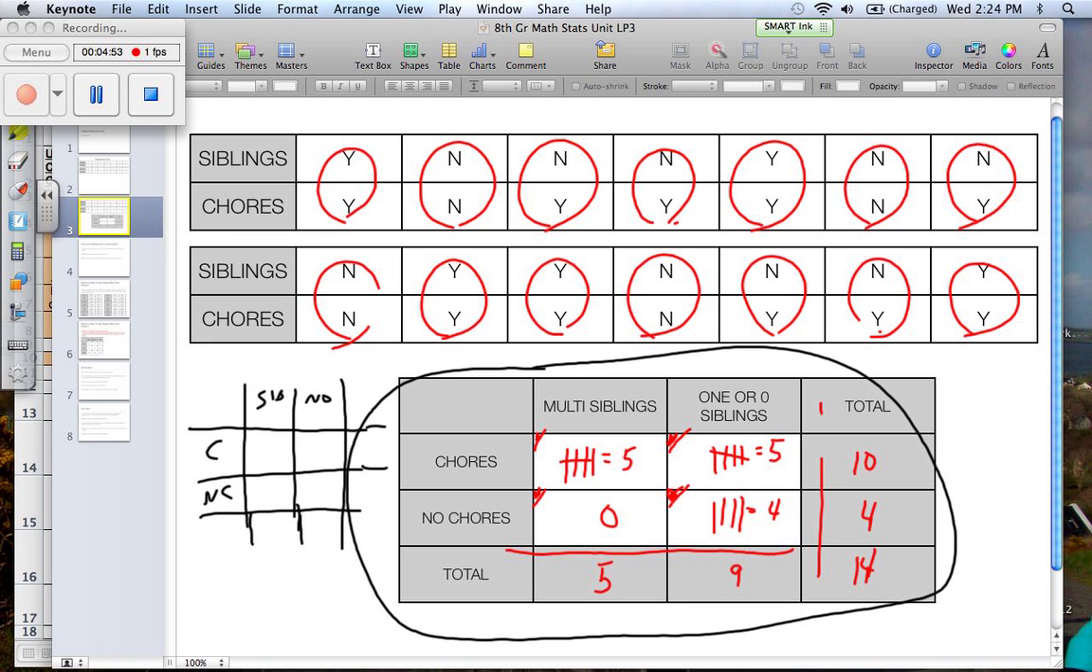Now, I've made my two-way frequency table. What is it telling me? Is it more likely for my students to have chores if they have siblings or not?